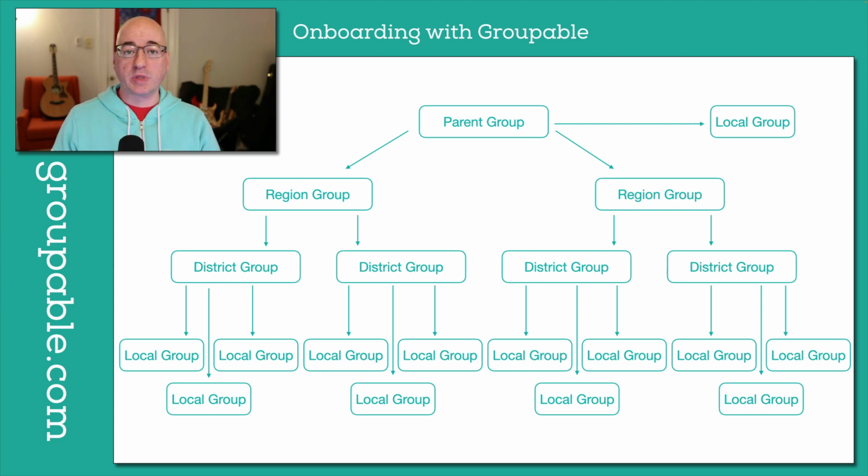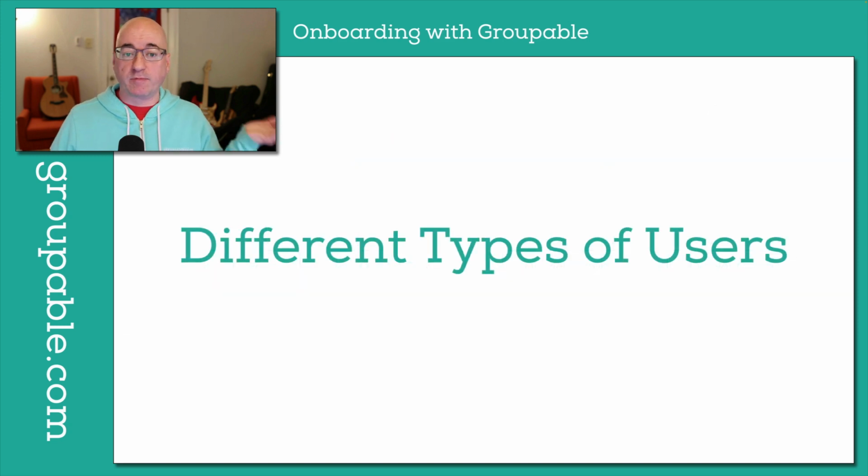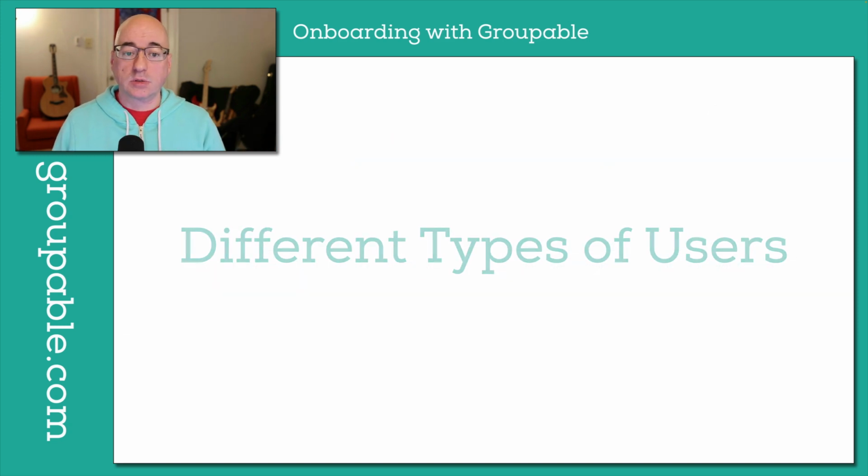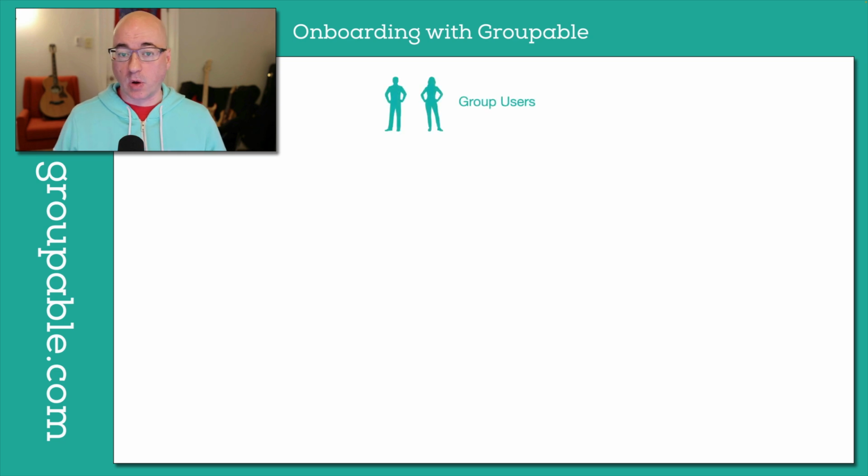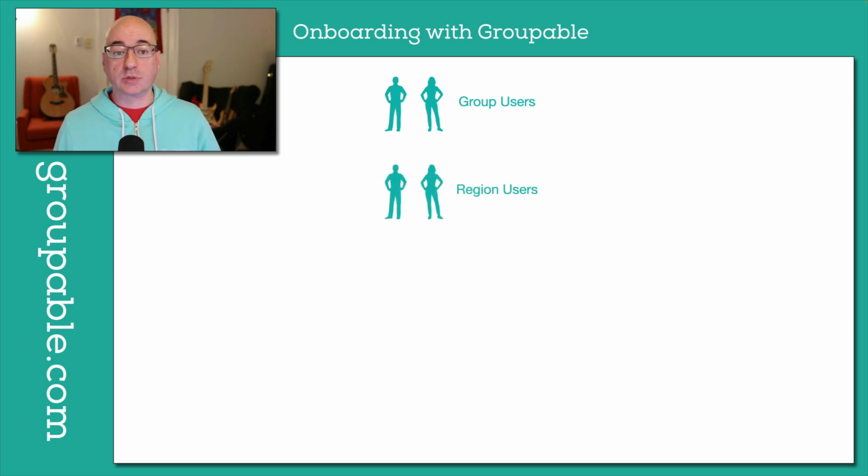Because we have all these different types of groups, we have different types of users. The first group that we have are what we call the group users. Those are the parent groups. That could be the office staff, the elected officers at the group level, the people who help them, their appointed officers, their appointed helpers. Those people have visibility to everything in the system. They can see all the information that's there for the regions, for the districts, and for the locals.